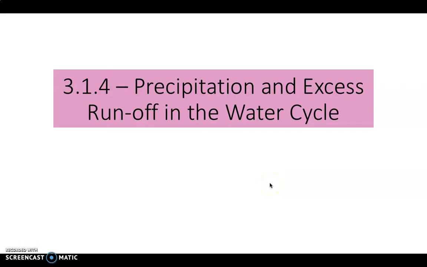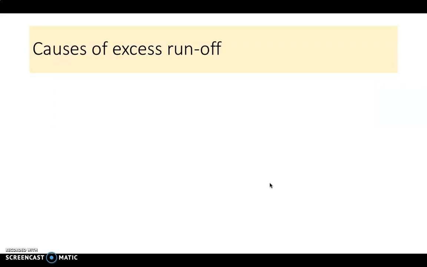Last lesson you had a look at the different types of precipitation. Today we're going to think about excess runoff in the water cycle. To begin with, we just need to think about what we mean by runoff. Runoff is this idea of water flowing over the ground, and it can be caused in different ways.